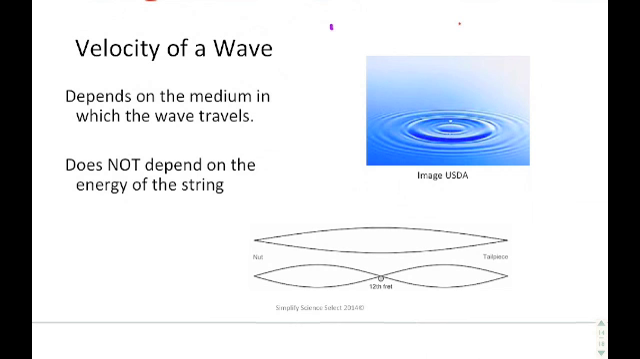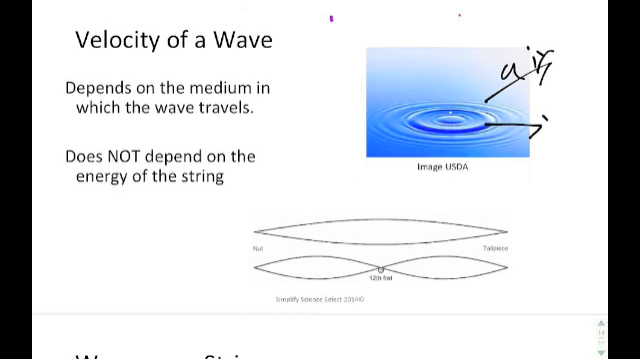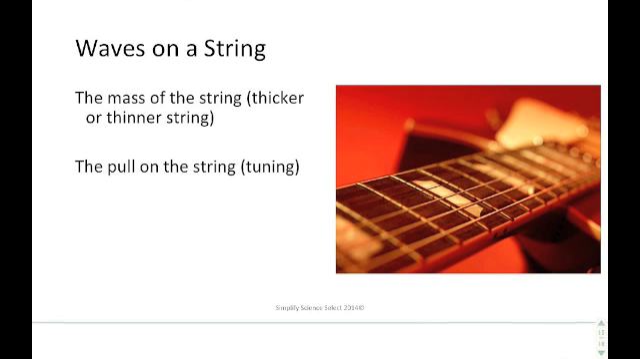So if you were to put it in water, it would travel a certain speed. If you were to put it in air, it would travel a certain speed. If you were to put it in steel or a string, it would travel a certain speed. So the only way that you can really affect the velocity of a wave is to affect the medium in which it travels. So if you were to look at it in terms of a guitar, the mass of a string, the thicker or thinner, you can affect the velocity of a wave, and the pull in the string, you can actually affect it as well.